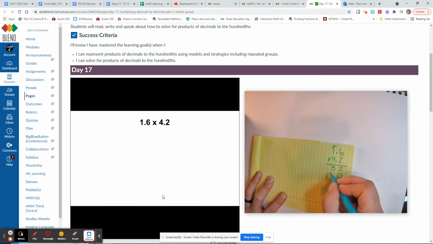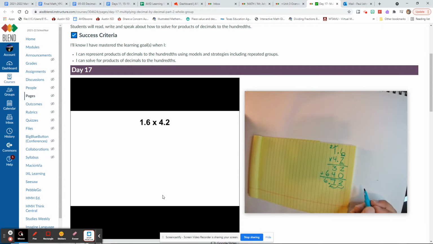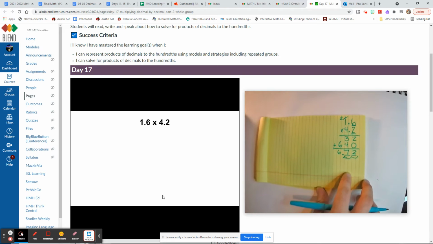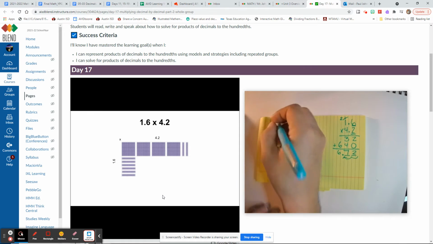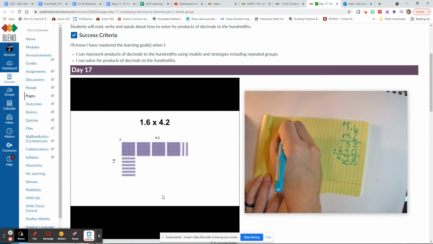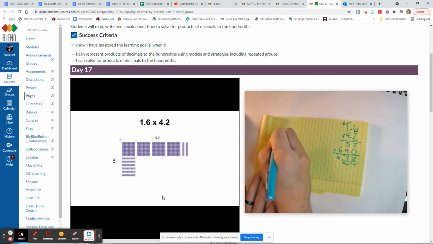4 times 6 is 24. 4 times 1 is 4, plus 2 is 6. So when we add that together, it's 672. We have 2 decimal places in our problem, so we need 2 decimal places in our solution. So it should be 6 and 72 hundredths. All right, so we're going to go ahead and draw this. I'm going to start with 1 whole and 6 tenths over here.